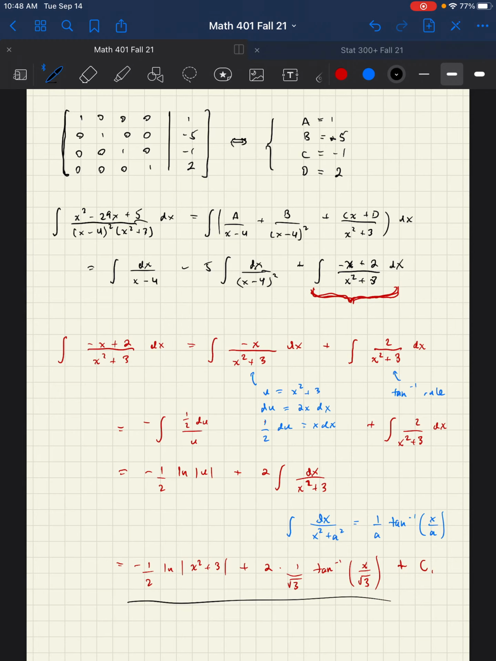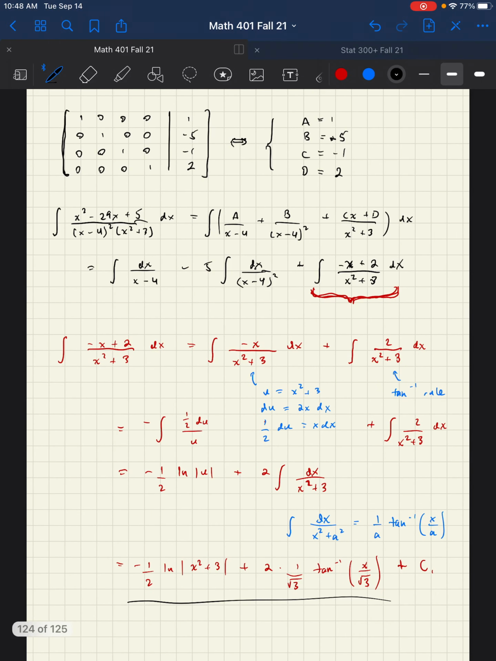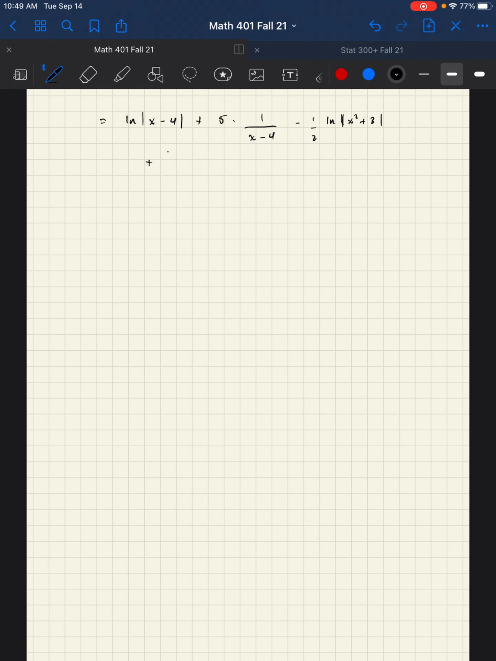The last part then is the part that we just found, this piece. So negative 1/2 ln of x squared plus 3 plus 2 over root 3 tan inverse of x over root 3 plus c1 plus c2. So technically there was another constant of integration. Again, it doesn't matter. We're going to replace it with some other constant of integration.